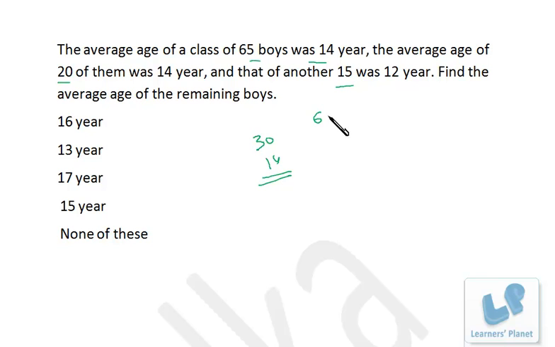Otherwise what you can do is 65 into 14 minus 20 into 14 minus 15 into 12, that will be the total, divided by the remaining 30, 65 minus 20 minus 15, to find the average. That will be your answer, right? So you can go this way or you can go this way, right? In case of averages, if you are clear about the deviation, that would be really great, right? So I hope you are clear with both the methods. If you're not clear with the shortcut technique, you need to practice for that.